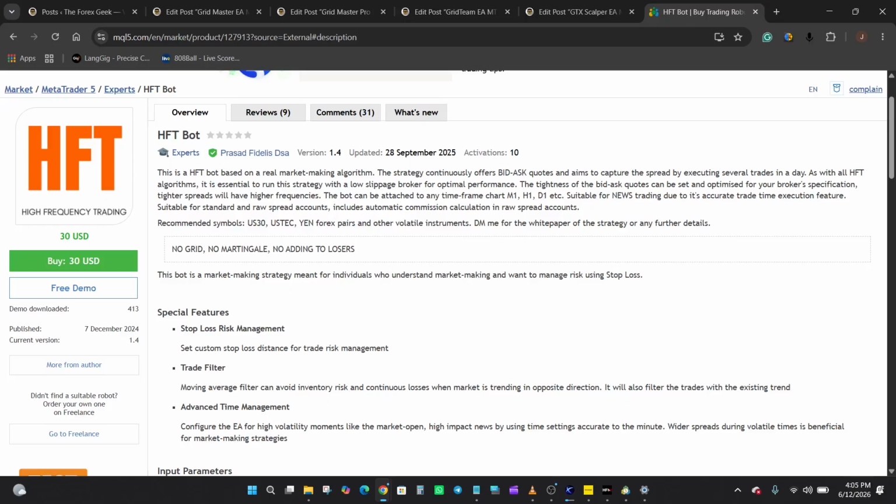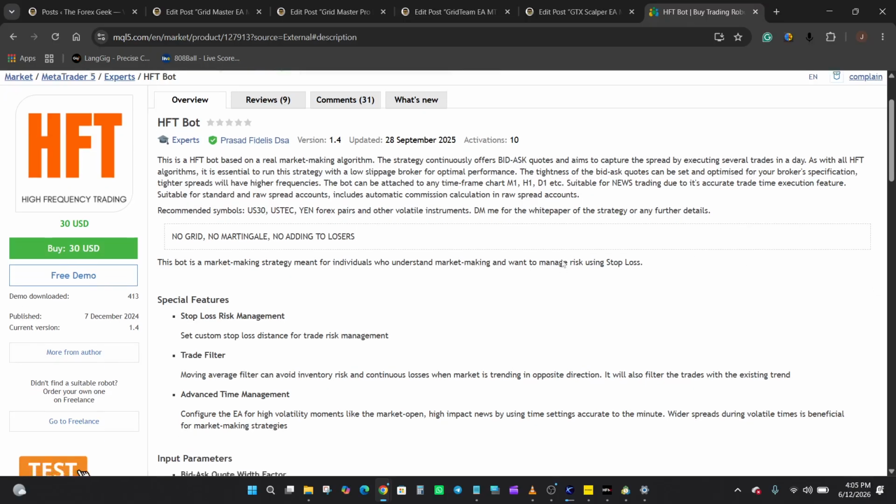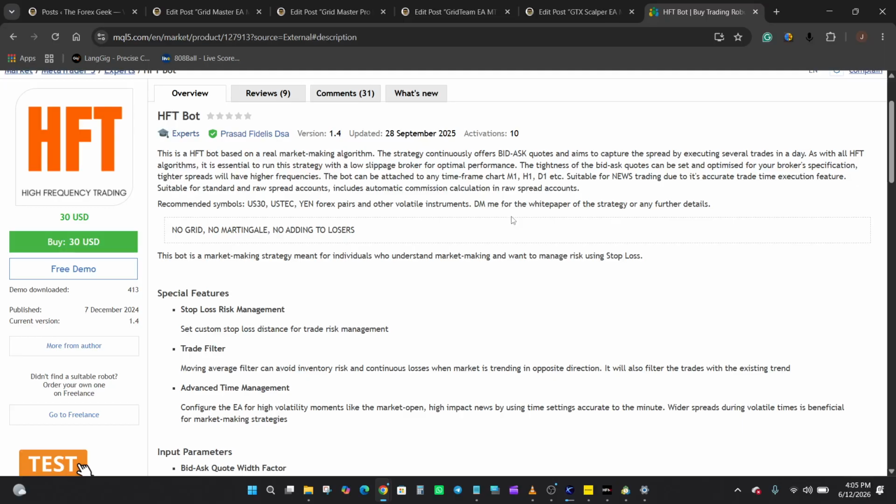Looking further down the page, one thing I like is the flexibility regarding chart attachment. The EA can be attached to various MT5 timeframes, including M1, H1, D1, and others. The developer also highlights that the strategy can be configured for specific trading sessions and high volatility periods through precise time management settings.